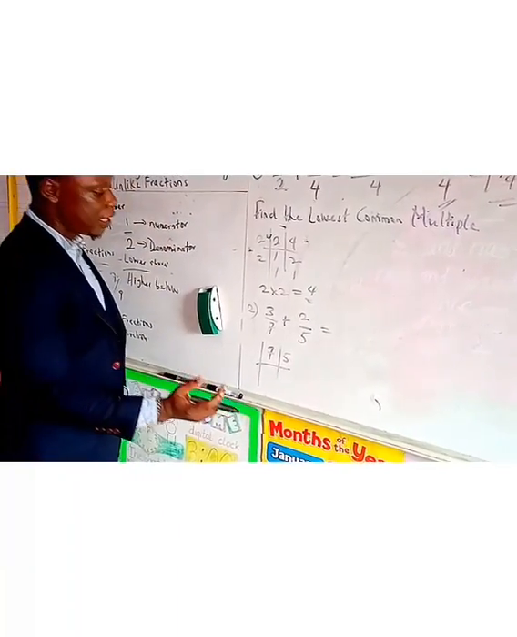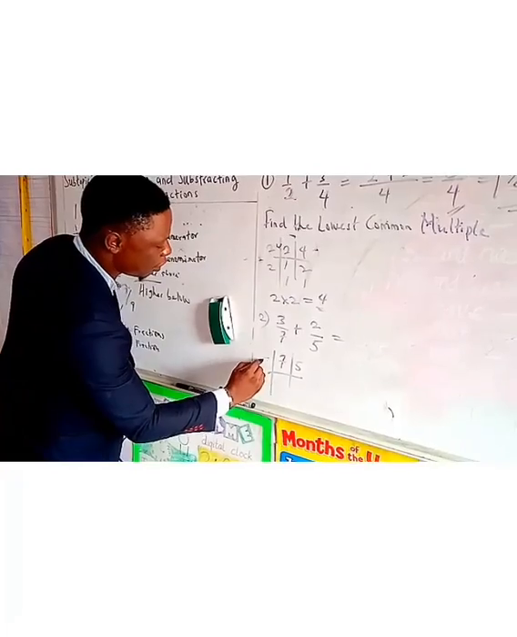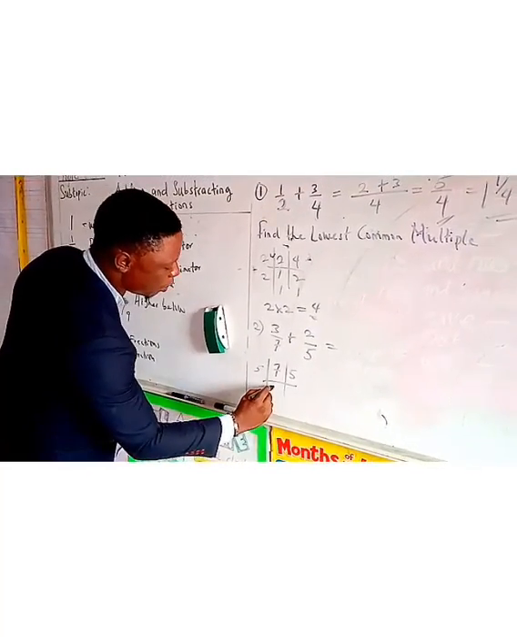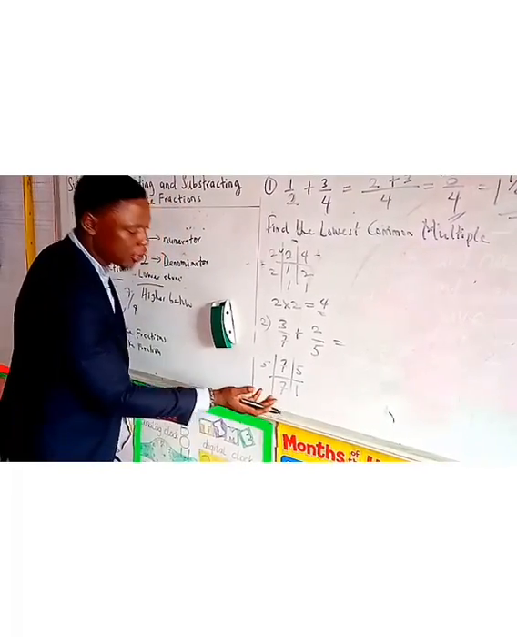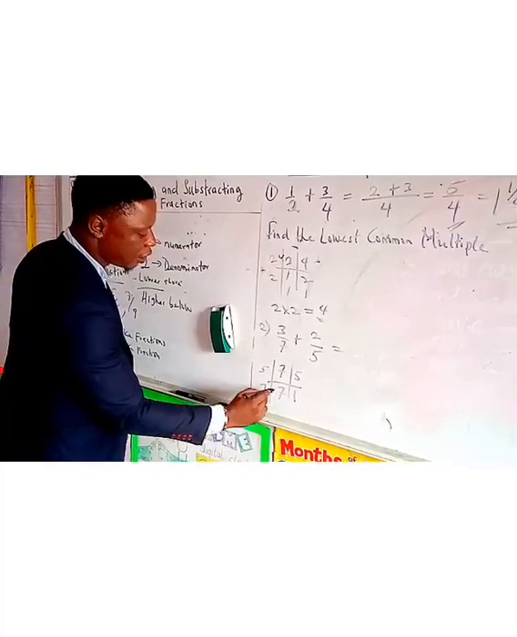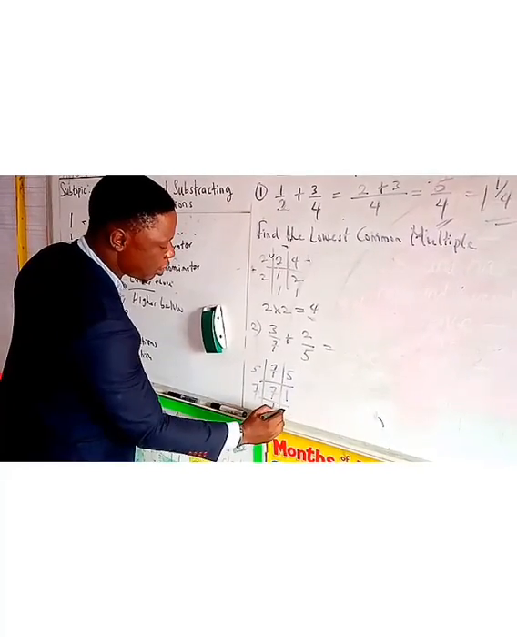So which number is divisible by 7 and by 5? None. So we choose 5 first. 5 can go in 7, so we write 7. 5 and 5, 1. So the next number we choose here is 7. 7 and 7 is 1. 7 and 1 remains 1.